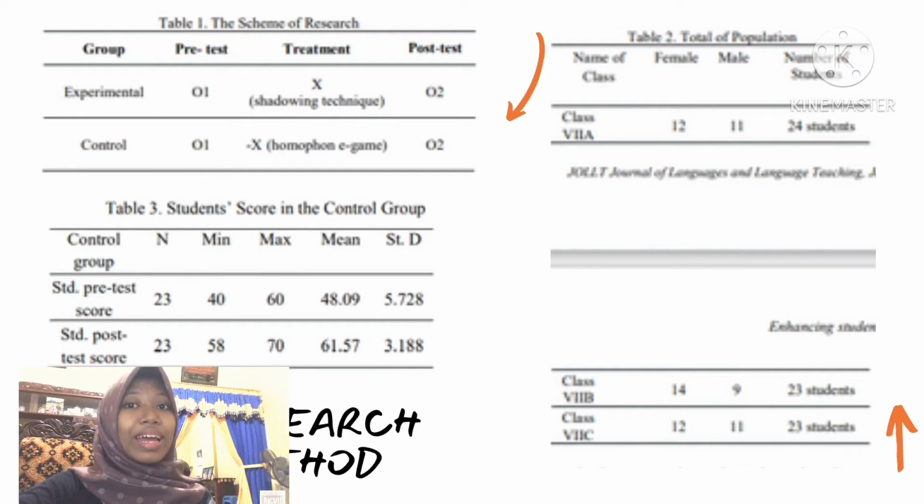The sampling technique used in this study is the purposive sampling technique. The researcher took the sample from class 7B and 7C as a sample of this study. Okay, from table 3, it is about the student score in the control group. It discusses the students' pre-test and post-test score.